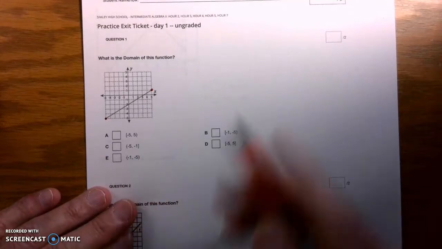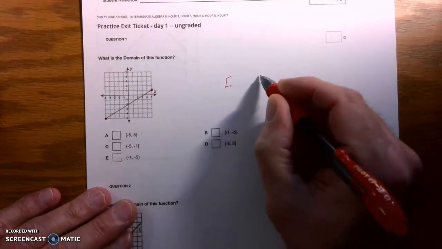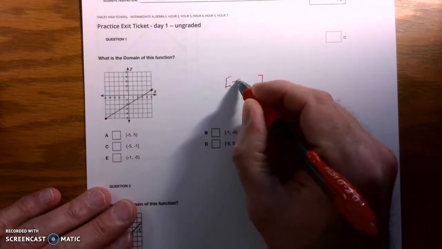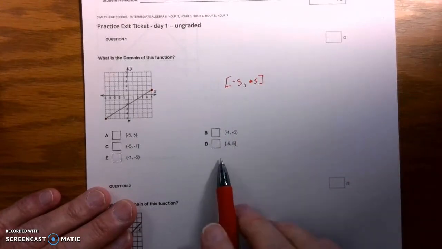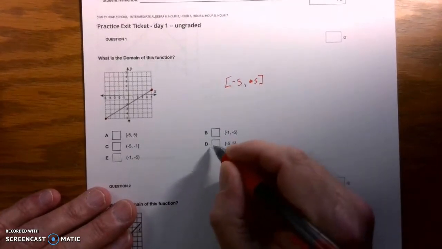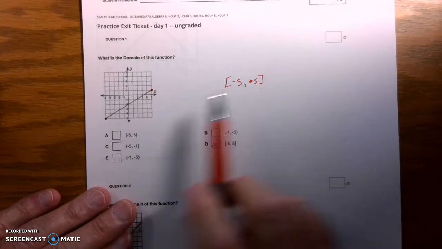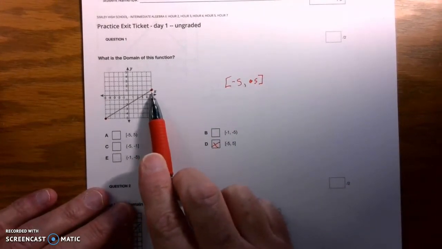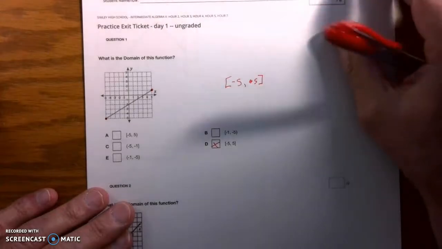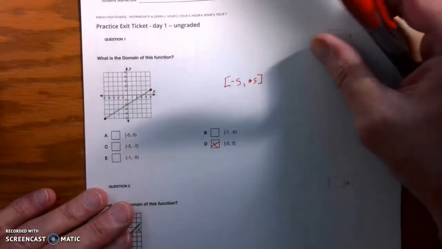So we want brackets. -5 to +5, or just 5, and that's right here. Square brackets. It includes the points, okay? If there's an open circle here, then I would use a parenthesis. So be aware of that when you take the exit ticket.